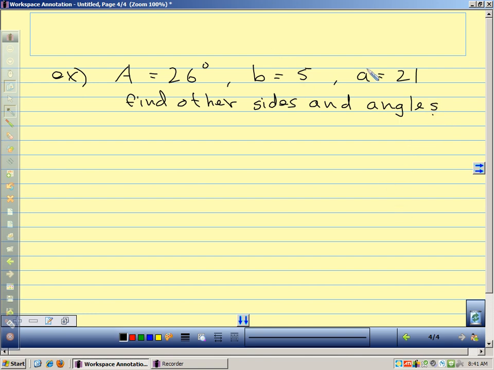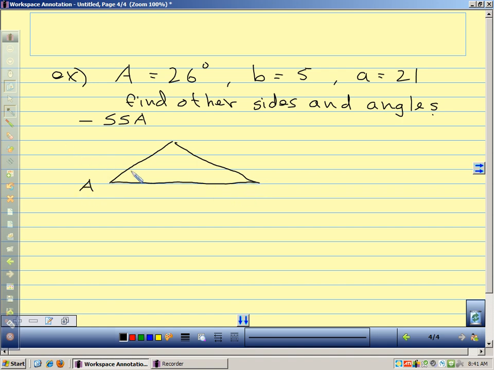So we have two sides and an angle. We have the SSA combination. This is SSA, so we have to make sure whether we have one triangle, no triangle, or two triangles. So let's make a quick sketch and look at what we have. I'm going to draw my triangle like so. We don't know for sure whether we have a triangle, but we'll take a look.